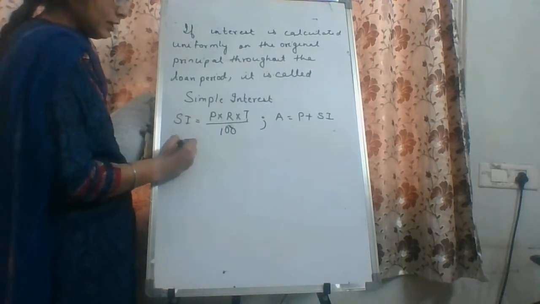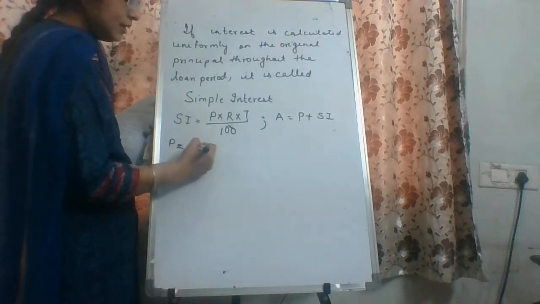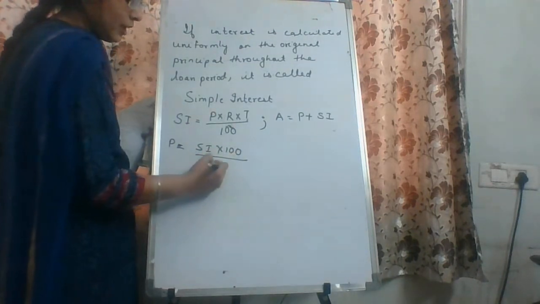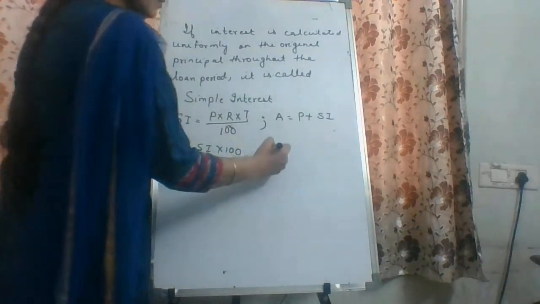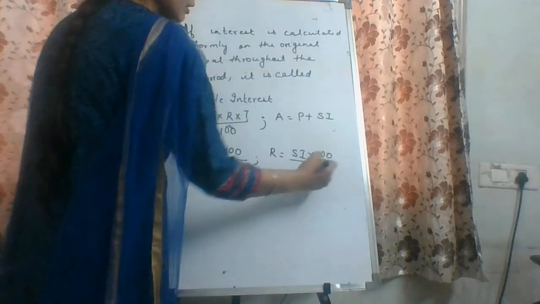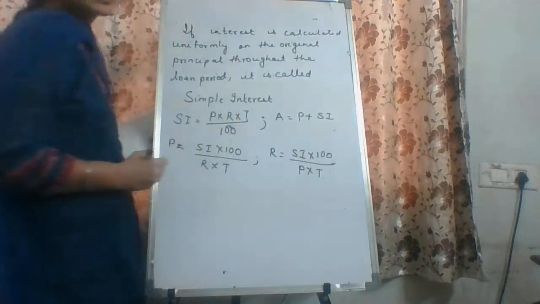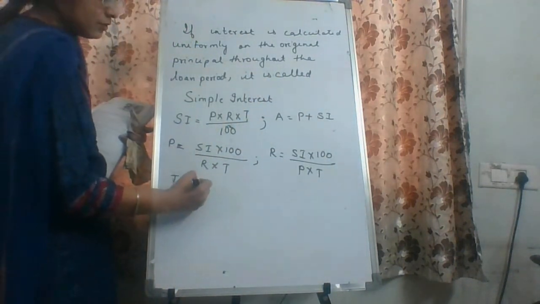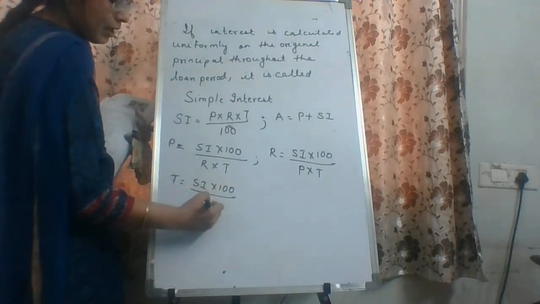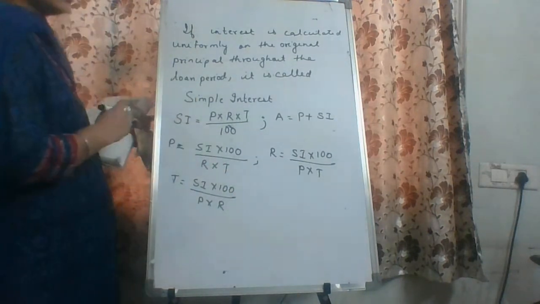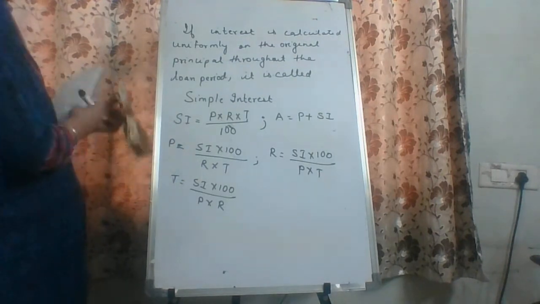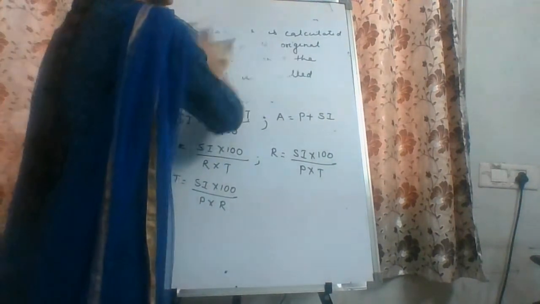Let us calculate. Principal is equal to, let us cross multiply and get the formula, simple interest multiplied by 100 upon rate into time. For rate we have simple interest multiplied by 100 upon principal into time. Time is equal to simple interest multiplied by 100 upon principal into rate. So these are the formulas which we will be using in this chapter. Let us do two questions related to simple interest.